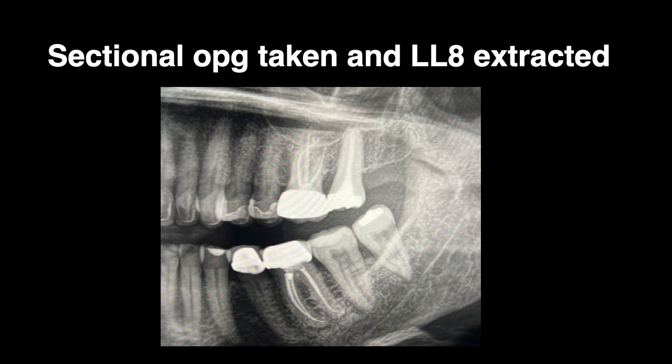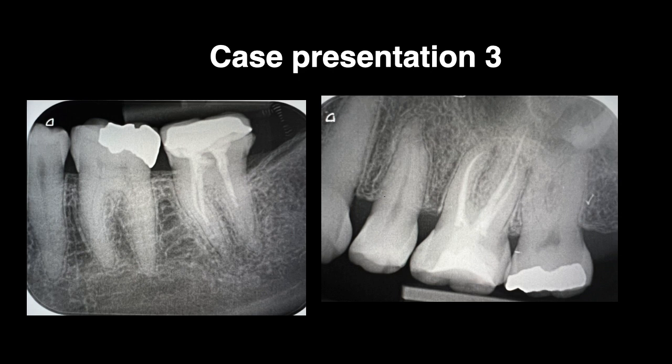Last case, another patient referred to me, came in saying she had pain somewhere on the left-hand side. It was a bit vague. Quite a lot of previous treatment had gone on, a root treatment on the lower left 7 and a root treatment on the upper left 6. Although the lower left 7 root treatment looked suboptimal, there wasn't anything really to be seen. There wasn't anything to suggest there was an apical area associated with the lower left 7.